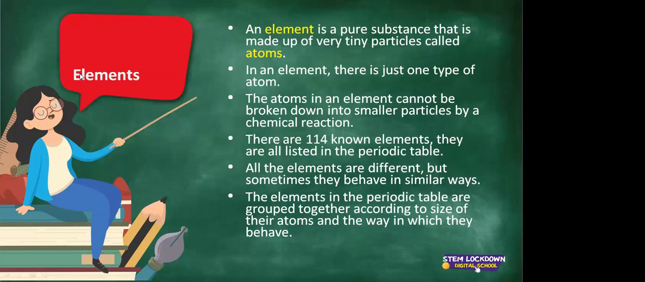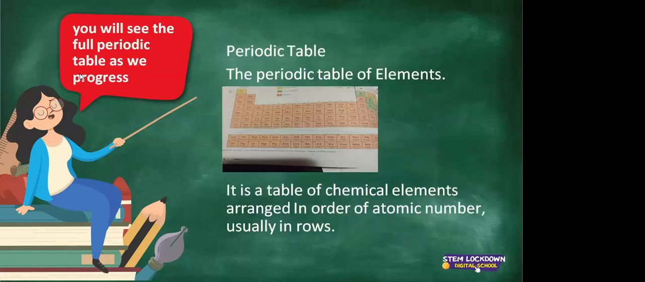In our periodic table, you will find 114 elements, and they are listed in the periodic table. All the elements are different, but sometimes they behave in a similar way. You'll understand this as we continue with our lesson, how elements can behave in a similar manner. So here's a picture of your periodic table. I hope you can see the periodic table there, grade nines.